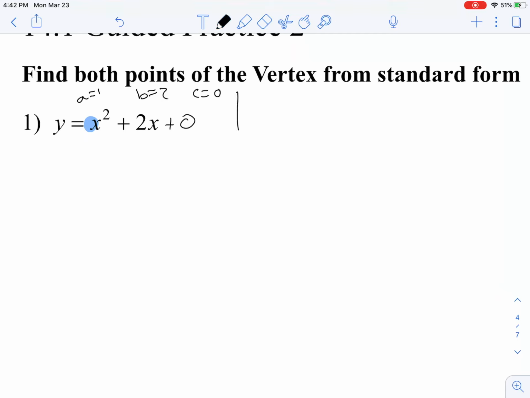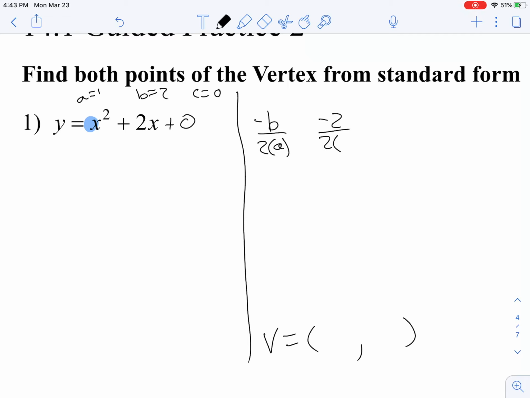I've labeled my A, B, and C. I'm going to create a little bit of space for my first point. V equals some number, comma, some other number. And we are using the formula the opposite of B over 2 times A. So the negative B over 2A. We're going to plug in A, B, and C. So I have B here is 2, so the opposite of 2 over 2 times my A value, which is 1.